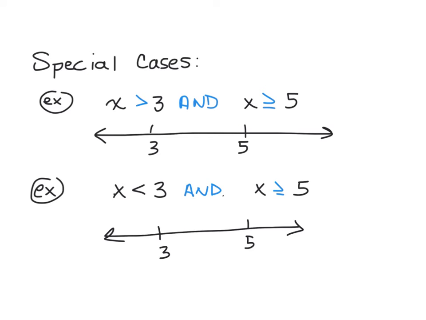Let's see if they both went this direction and this was an and statement. So same as the last one, except now it's an and. Now we need that overlap. The answer would be here. X is greater than or equal to 5.